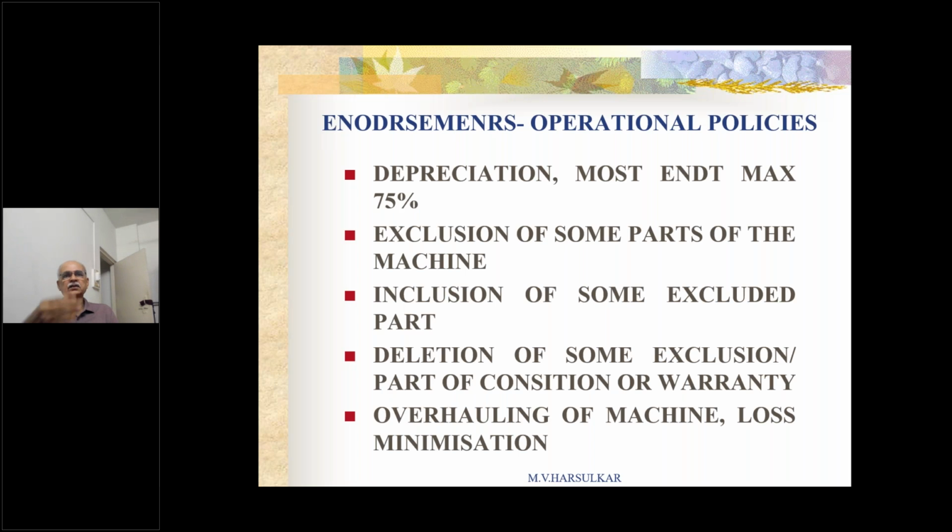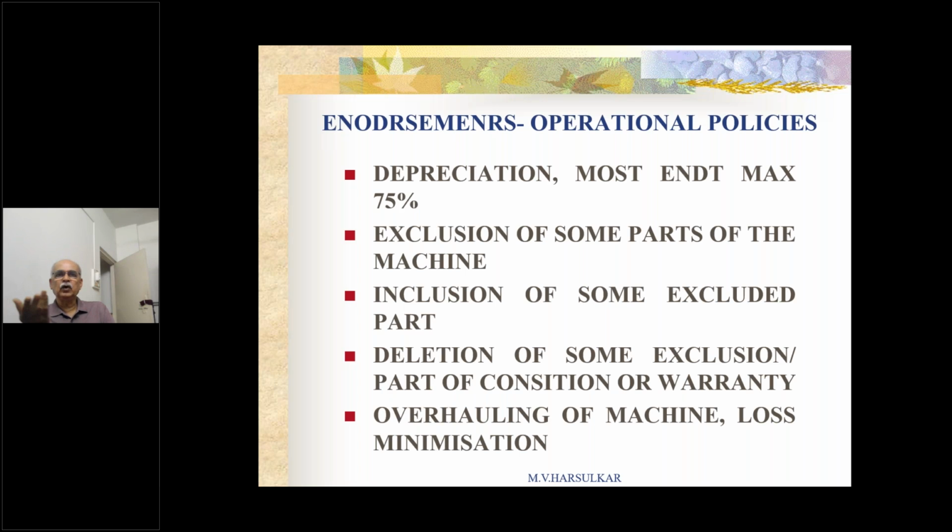Then some other endorsements are for exclusion of some parts of that machine. If a particular machine is covered, then some parts are excluded. That is specifically mentioned. Those parts, even if damaged accidentally, that cost is not admissible in the policy. Then there is inclusion of some excluded parts. There are some excluded parts as per the exclusions, but then those are included by way of this endorsement.